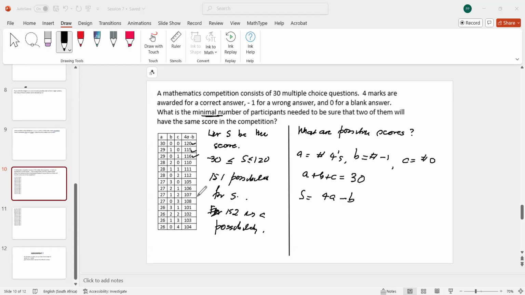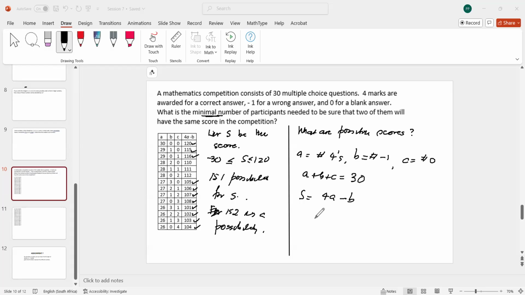See, starting from 108, you go backwards: 108, 107, 106, 105, 104, 103, 102, 101. All these numbers are possible, right? Because we are saying so many right and so many wrong. Right? But here, there are some missing.